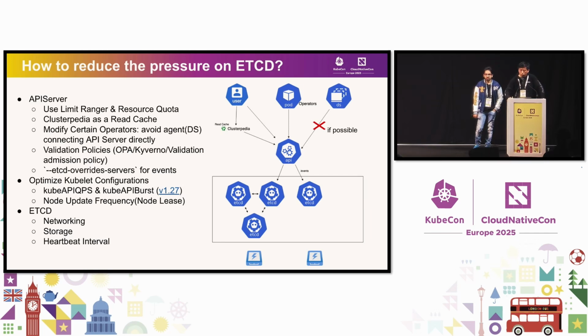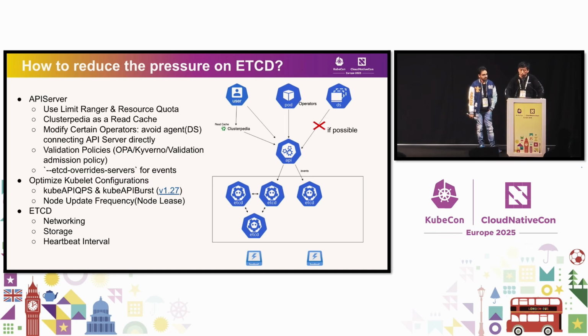And also, there are some validation policies, like OPA, Kyverno, and validating admission, to reduce the etcd pressure. And as just mentioned, etcd overrides the servers. This is generally used for events. And now we can see the list is one of the pain points, so sometimes we use it for lists. And in some cases, if you have an operator or a custom API, you may use it for your custom API group. This also helps.